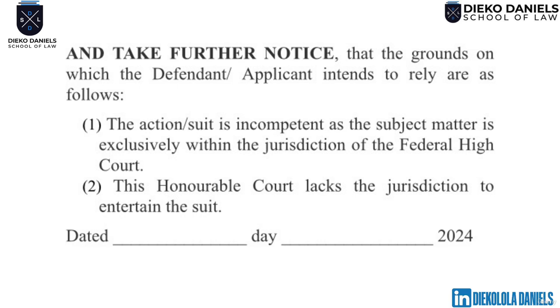Then after that, we write the heading, notice of preliminary objection. Then we have brought pursuant to. You bring pursuant to the enabling law of the other court that gives the other court the jurisdiction for this matter. Not the law of this court, because this court does not have jurisdiction. You bring the enabling law of that other court.